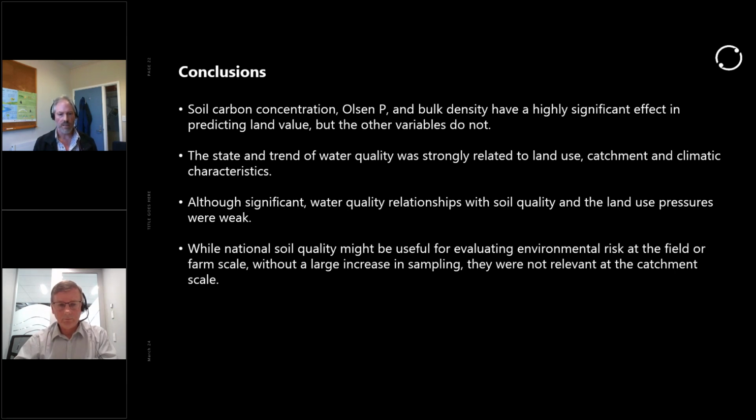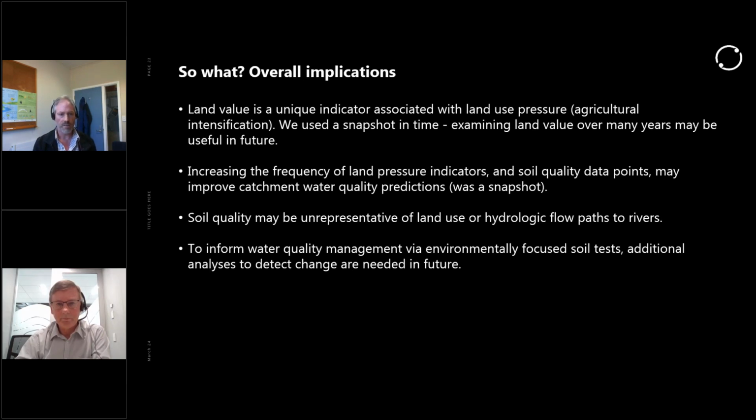So we thought that national soil quality is useful for evaluating environmental risk at the field and farm scale, but we concluded without a large increase in sampling time-wise or spatially, that they were not that useful at the catchment scale for this purpose. So what does that mean?